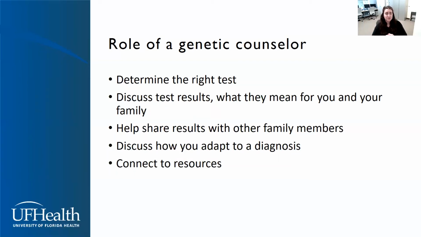So say you get a test result back that lets you know that maybe your sibling could be a carrier of this disease. How do you want to have that conversation with your sibling and let them know this information, and what should their next steps be?